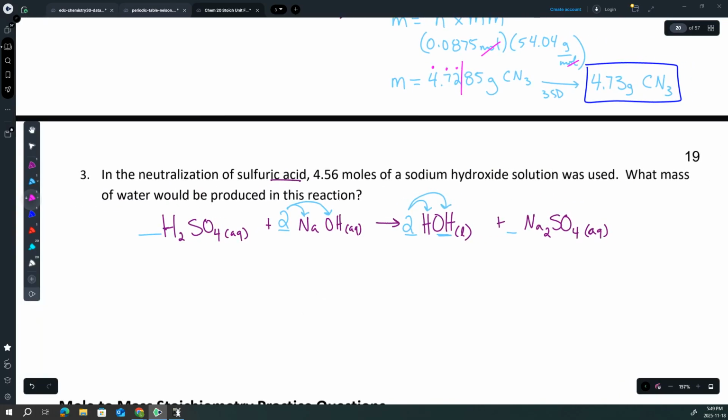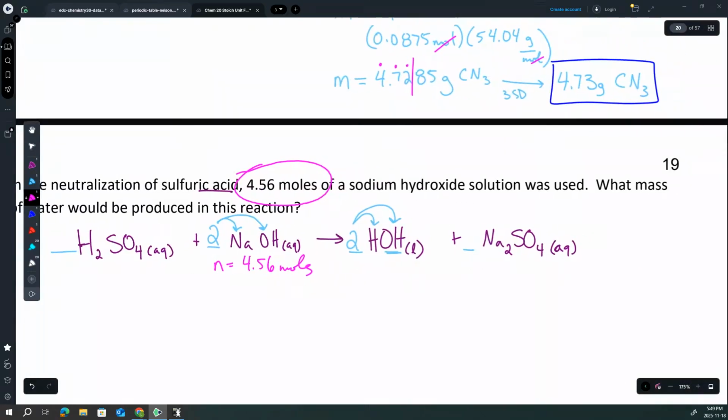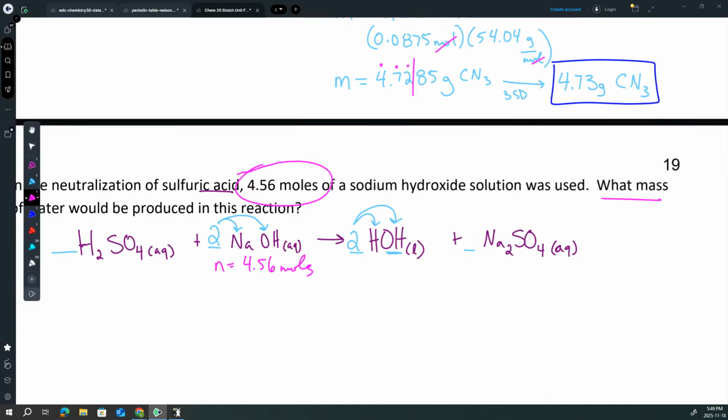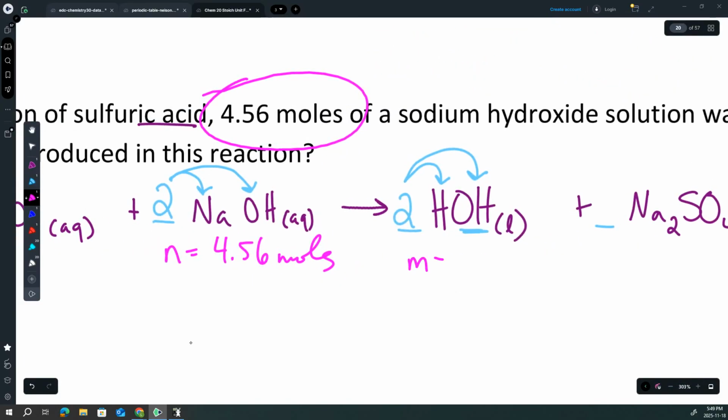All right, let's organize our information. We've got 4.56 moles of sodium hydroxide. Okay, and we're asked what mass of water. So that's going to be this. So mass of water, we have no clue.